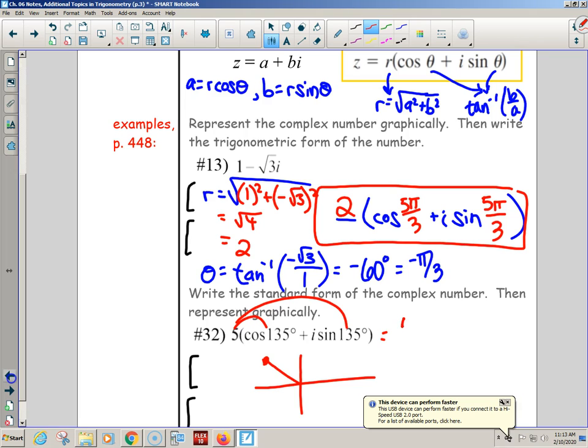We can actually multiply this to get negative 5 root 2 over 2 plus 5 root 2 over 2, because I'm awesome and I know the unit circles.